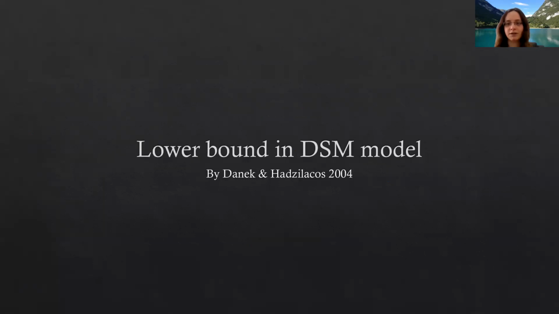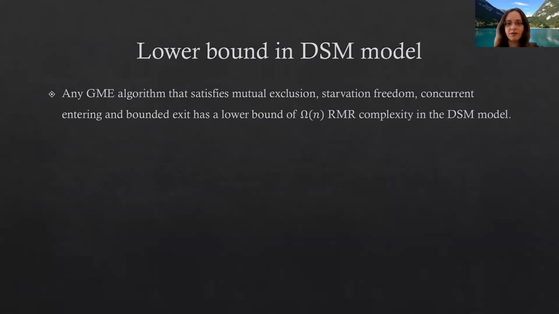So why did we need to create weaker properties? Why can't we satisfy the existing stronger properties? In 2004, Danek and Hadzilacos proved that there is a lower bound for RMR complexity in the DSM model. They proved that any group mutual exclusion algorithm that satisfies mutual exclusion, starvation freedom, concurrent entry, and bounded exit can't achieve a lower RMR complexity in the DSM model than omega of n, where n is the number of processes. We wanted to create an algorithm with a constant RMR complexity in the DSM model, so we needed to make changes in the properties we satisfy.